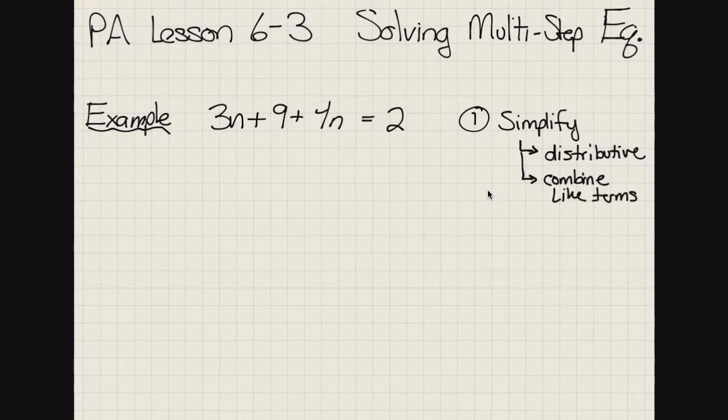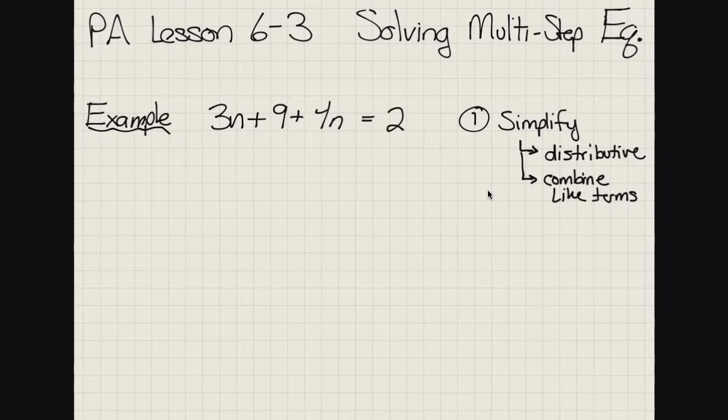These are things that you're going to have to do before you can solve the equation. Simplifying may mean distributive property or combining like terms. So, is there any distributive property here? No distributive property. Why? There are no parentheses involved, so there's no multiplication taking place.